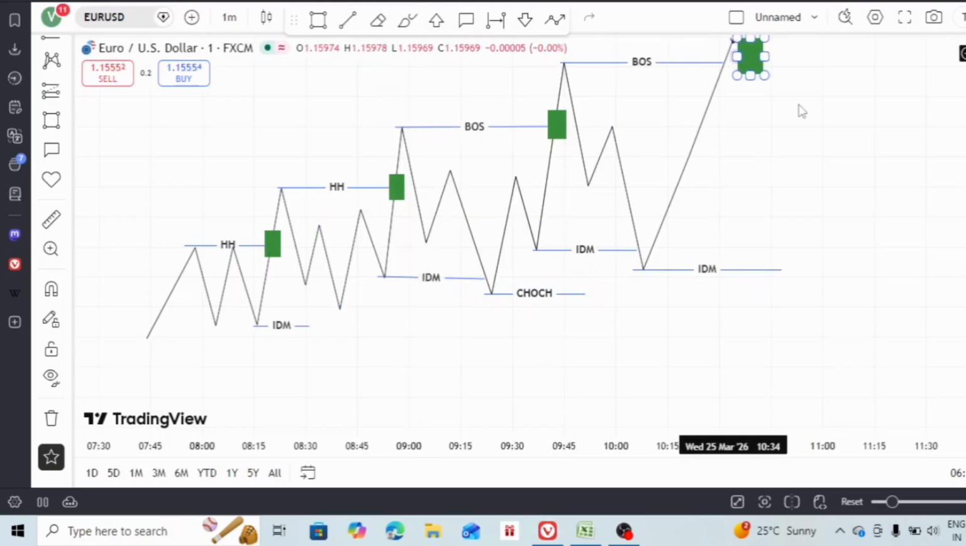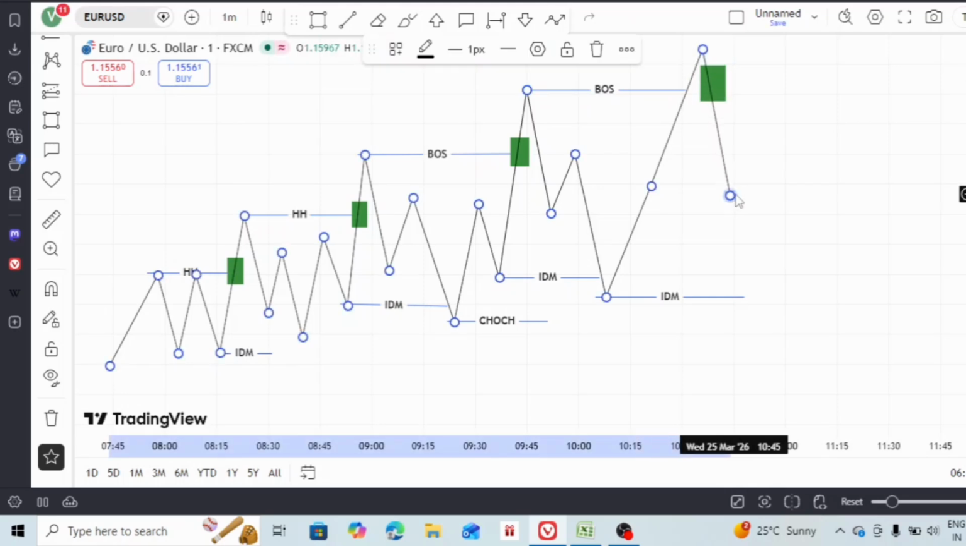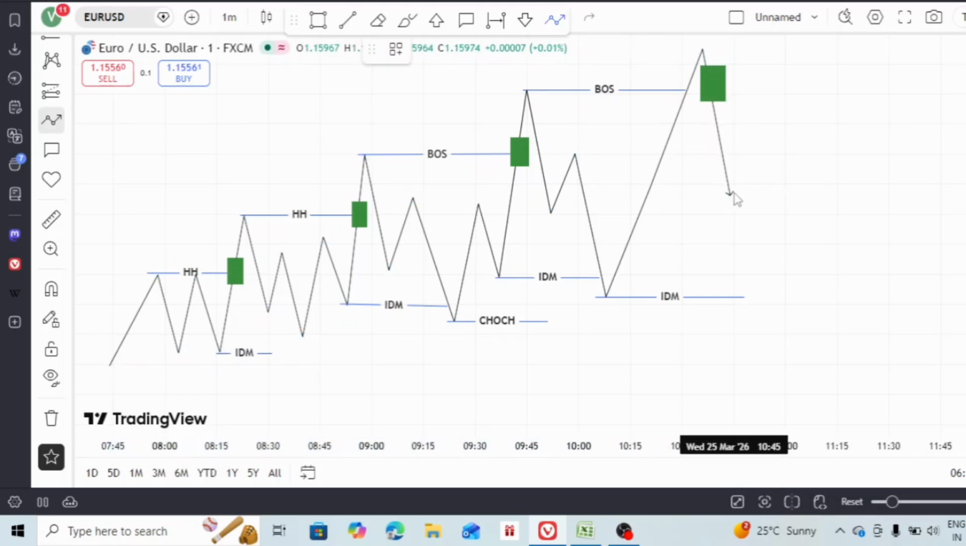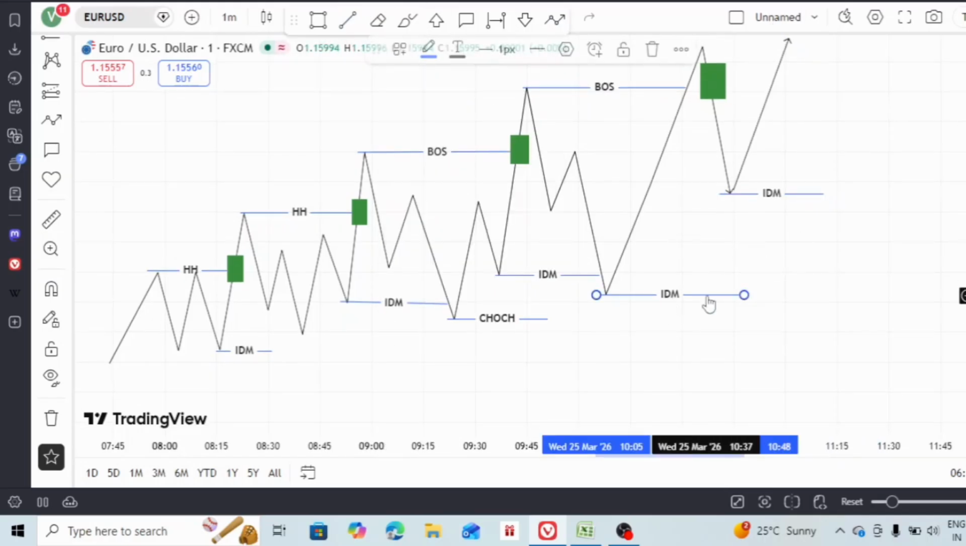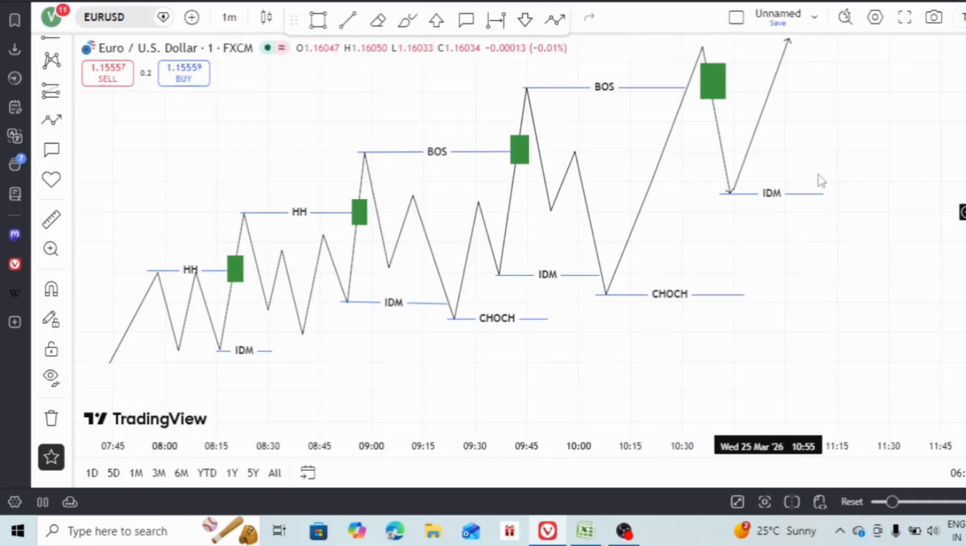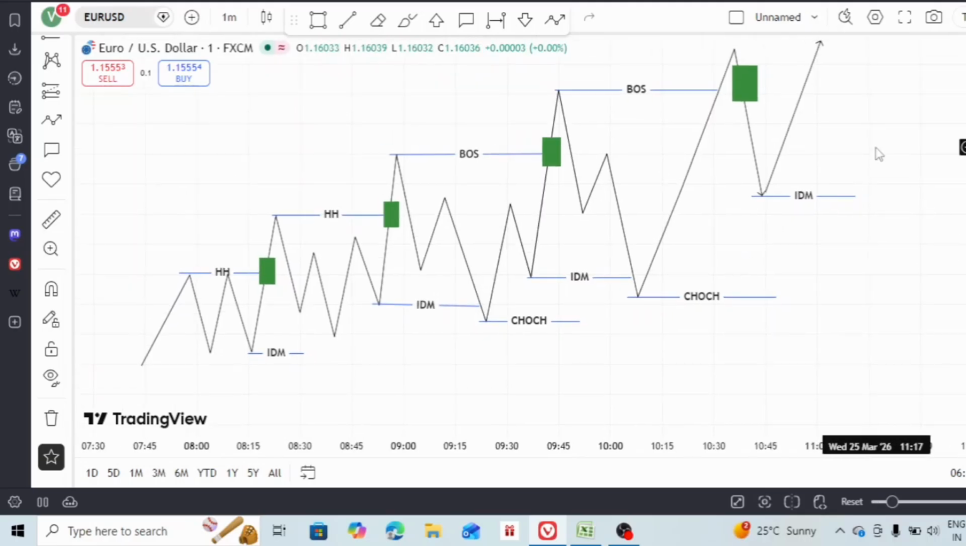So if after the break of structure we have the pullback like this, the market went down and then it went up, now we have the inducement here, we have the pullback here, so this is the inducement. So this will become our change of character. Okay, so I think that's not confusing. If there is no pullback, there's no change of character level shift. So this is the complete structure of the uptrend market.